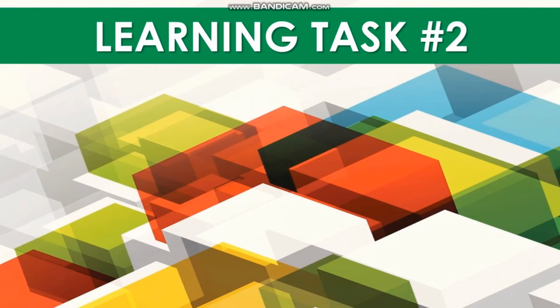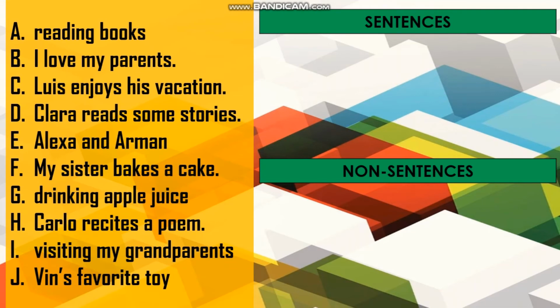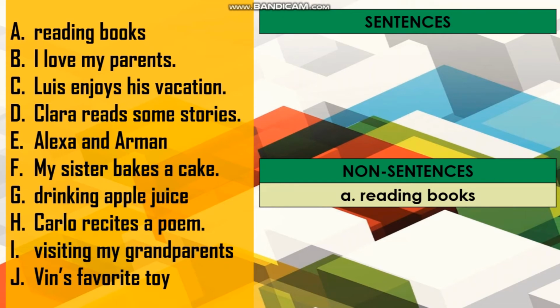Learning task number 2. Complete the table by supplying it with sentences and non-sentences from the choices. Given on the left side on the yellow box are examples of sentences and non-sentences. All we have to do is put it on the corresponding column so we can complete the table. Are you ready, grade 1? Let us start. Letter A. Reading books. Is it a sentence or a non-sentence? Very good. It is a non-sentence.